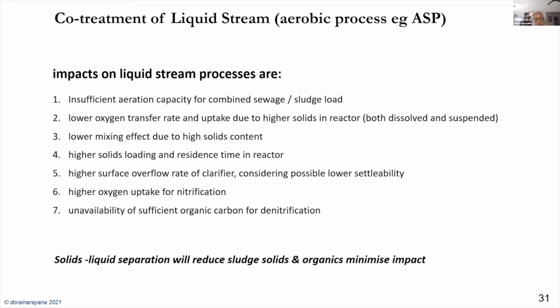Now on the liquid stream itself, let us assume that you have done a solid liquid separation, and then you are now adding the liquid part after solid liquid separation to your sewage treatment plant. First impact that is possible is that there is insufficient aeration capacity for the combined sewage sludge load. As you know, the STP has been designed only for the sewage load. Now you added additional organic loading, and is the aeration capacity sufficient? Something to be checked, right?